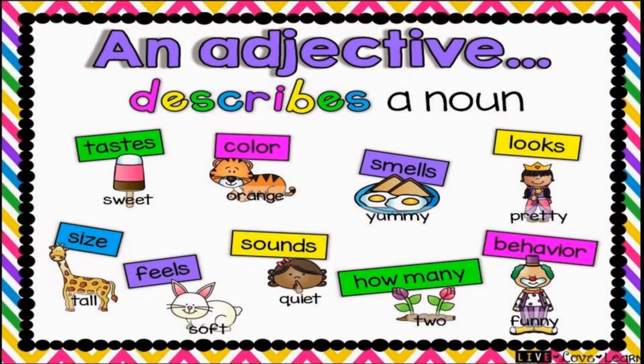An adjective describes a noun. Okay, you know that noun is nothing but the name of a person, place, thing, animal, etc. Correct? You are thorough with the noun, isn't it? Now, here we can see this is ice cream. What is the taste of this ice cream? Sweet. See, this is an adjective. What is the color of this animal? Orange.